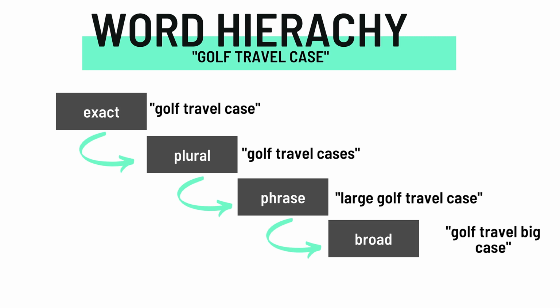And then the least powerful but still beneficial is a broad search term. And this is basically where there is a word somewhere within that exact phrase search that breaks it up. So in this case, you could look at it like golf travel big case would be a broad term. So that big is kind of interjected in between travel and case, which breaks it up from an exact term to a broad term. So this word hierarchy, in concert with how that word is included in the various elements of the listing, is going to impact how Amazon indexes it and how they think about the power and relevance of it from an organic ranking standpoint.